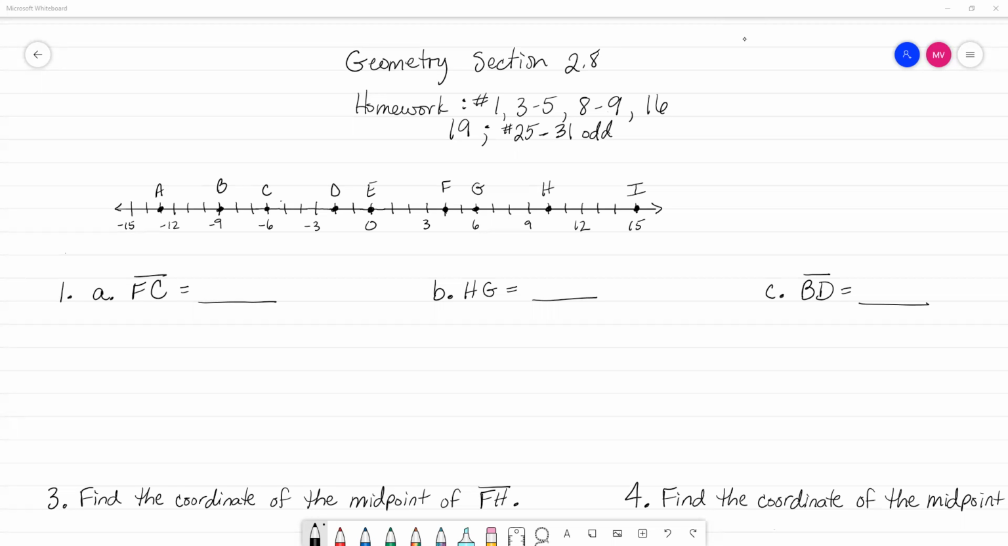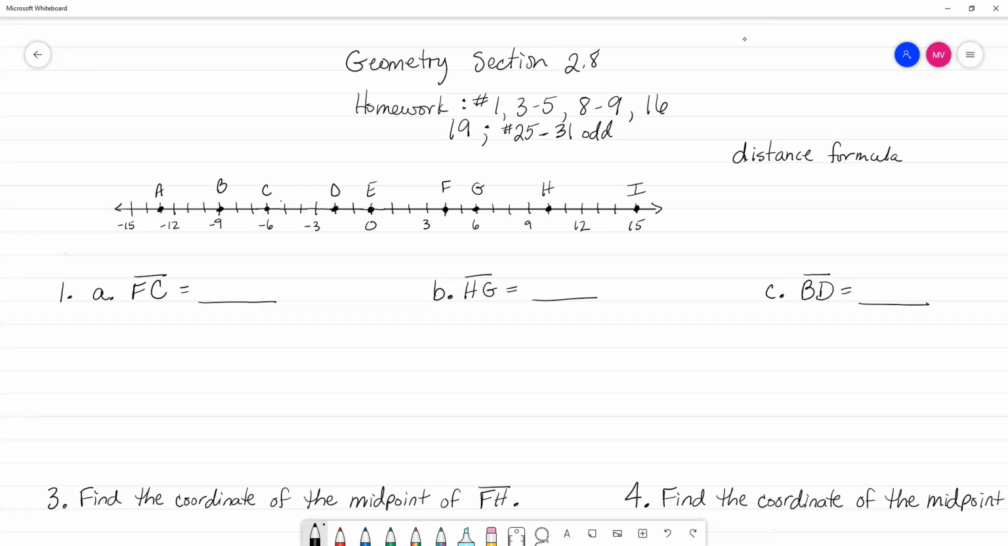Okay, so for number one, they've given us a number line from -15 to 15 and measured some points on there with their coordinates. And so we need to use that information along with our distance formula to solve the requested distances. So we need to solve line segment FC, what that length is, HG and BD. So you should have this close by. If not, just make sure you've got a note card or something made for it.